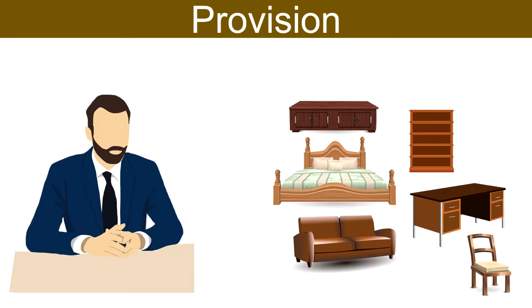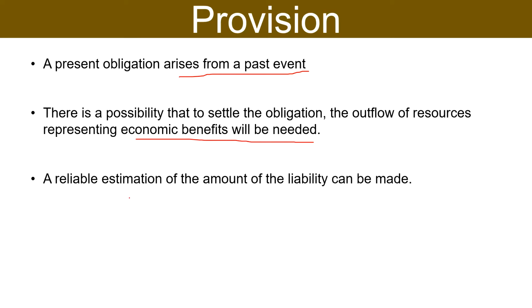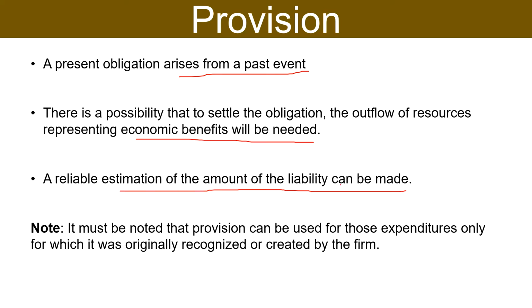Now the question arises, when do we recognize a provision? So, we recognize a provision when there is a present obligation arising from a past event. Next, when there is a possibility that to settle the obligation, the outflow of resources representing economic benefits will be needed. Next, a reliable estimation of the amount of the liability can be made. So here, you should also keep in mind that the provision can be used for those expenditures only for which it is originally recognized or created by the firm.